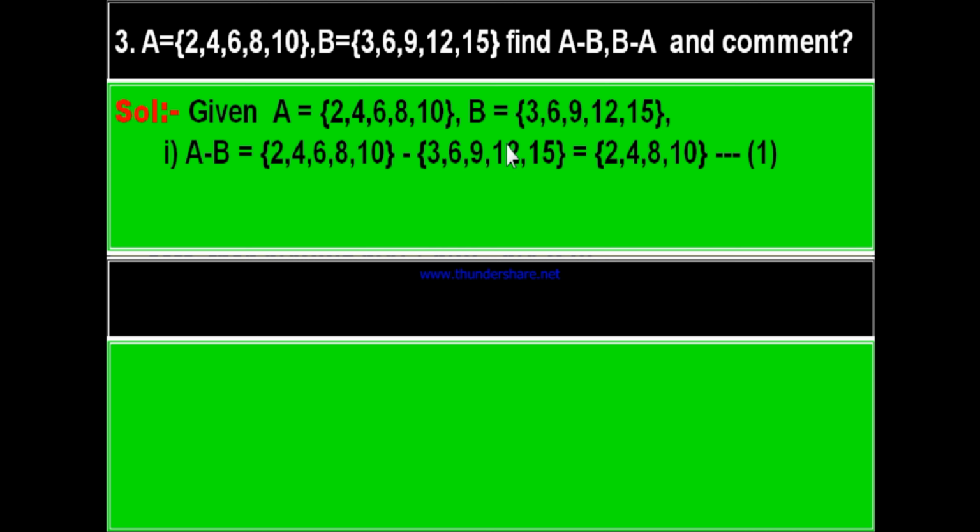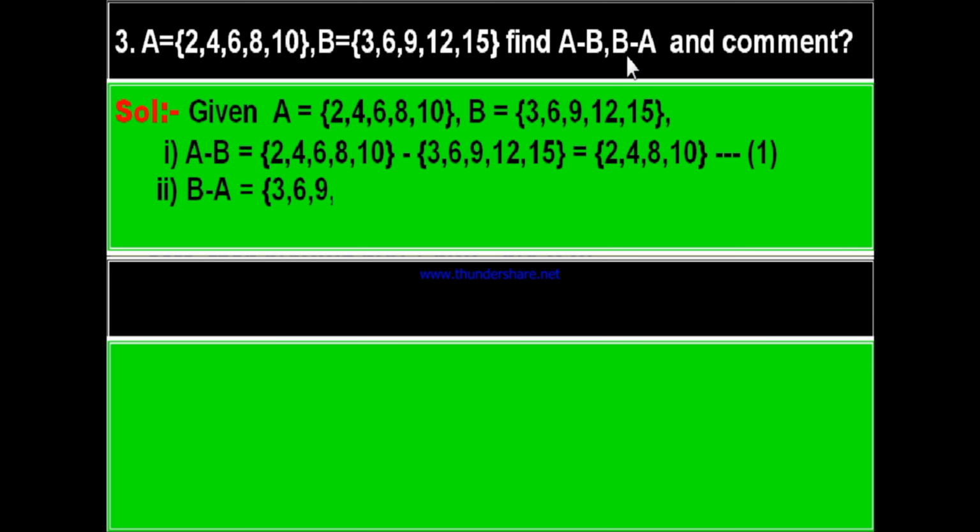And 10, which is not in the second set, therefore write 10 also. Then A minus B means you have to write the elements that are present in the first set only, which are not in the second set. Then the solution for A minus B is the set {2, 4, 8, 10}.